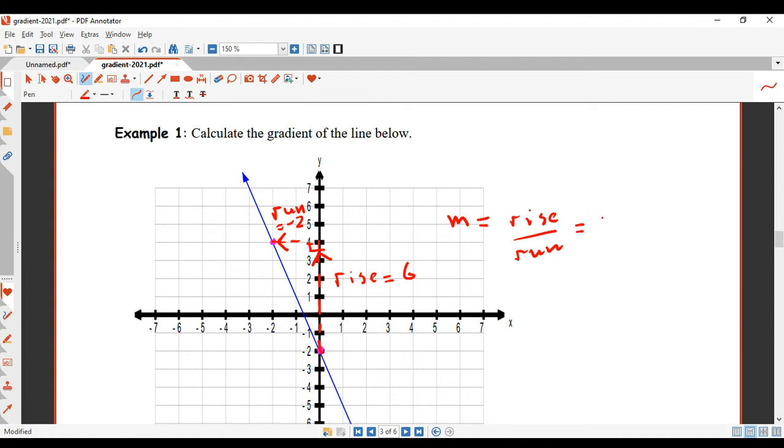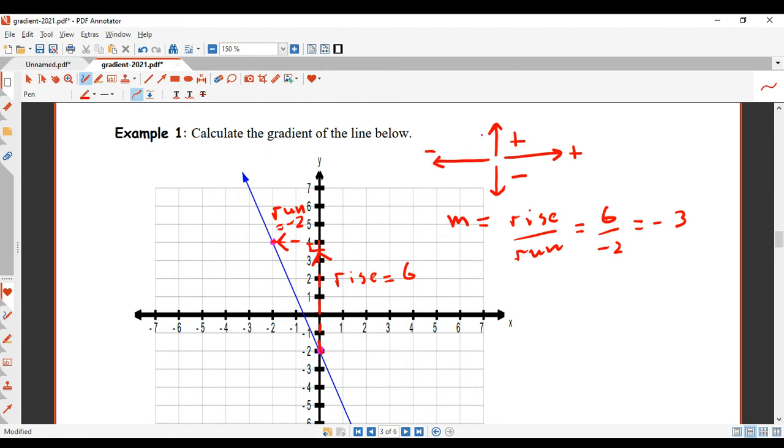That is 6 for the rise divided by -2 for the run. That's -3. Now we should get a negative value because we can identify this as a negative sloping line. So just as a rule of thumb, if you're going up, that is a positive direction. If you're going down, that is a negative direction. If you're going right, that's positive. And if you're moving left, that's negative, right?